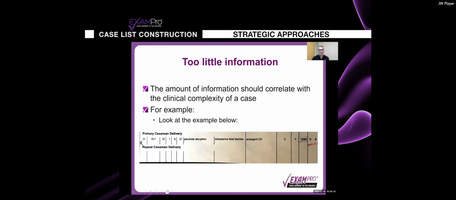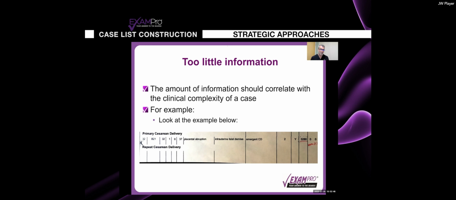All right. This is an example of a case that perhaps I would consider has too little information. And so the point I want to make here, most people are erring on the side of including unnecessary information, but occasionally I see candidates who leave something out. And what I mean here is that the amount of information on the case list should really correlate with the clinical complexity of a case. In this case, we have a G1P0 at 37 weeks who had an intrauterine fetal demise.